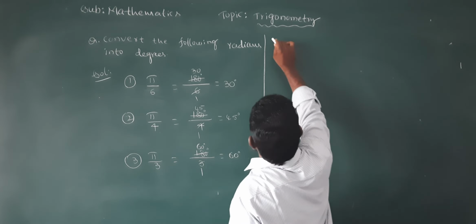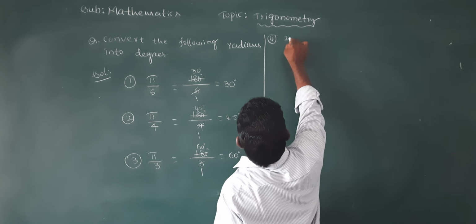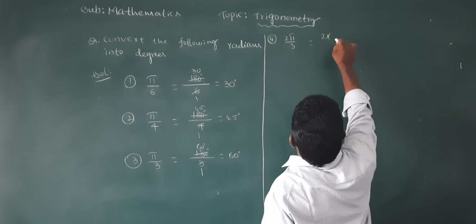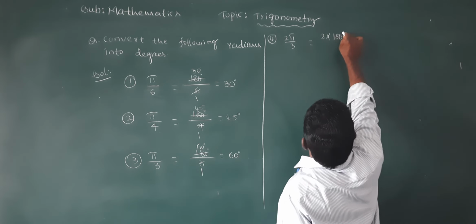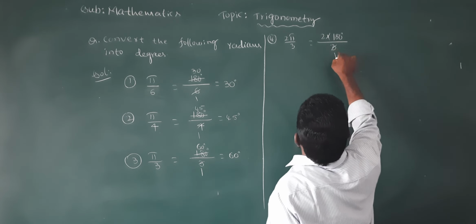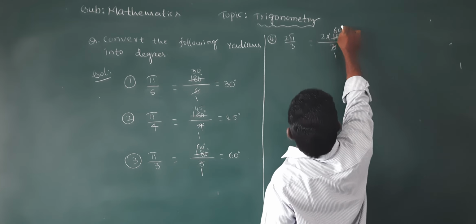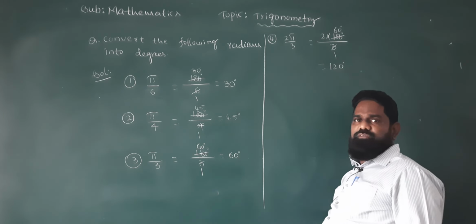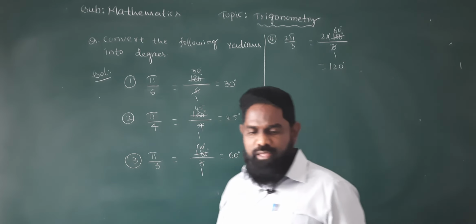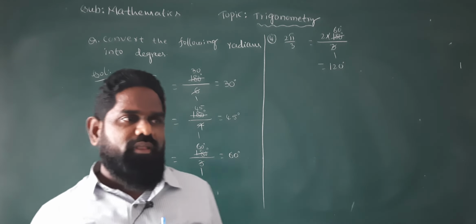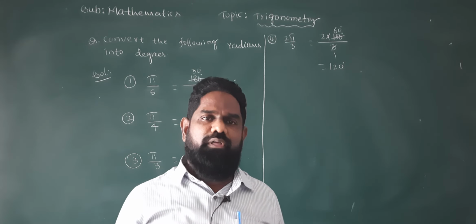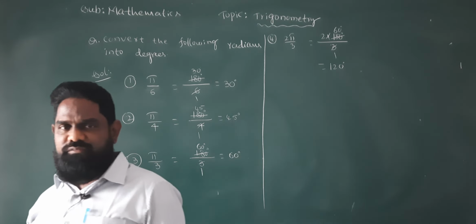Let us see one more problem. Okay. Fourth question. 2 pi by 3. 2 into 180 by 3. 3 6s are 18, so 120 degrees. 2 pi by 3 means how many degrees? 120. Like this we can convert the radians into degrees. The remaining problems we should do in the next class. Understand?